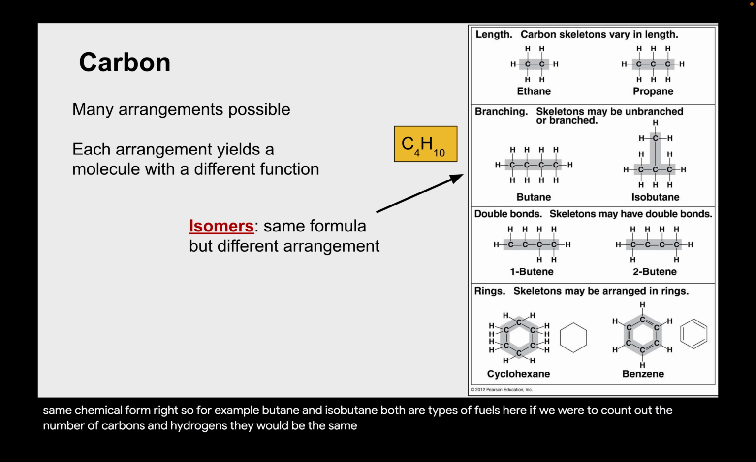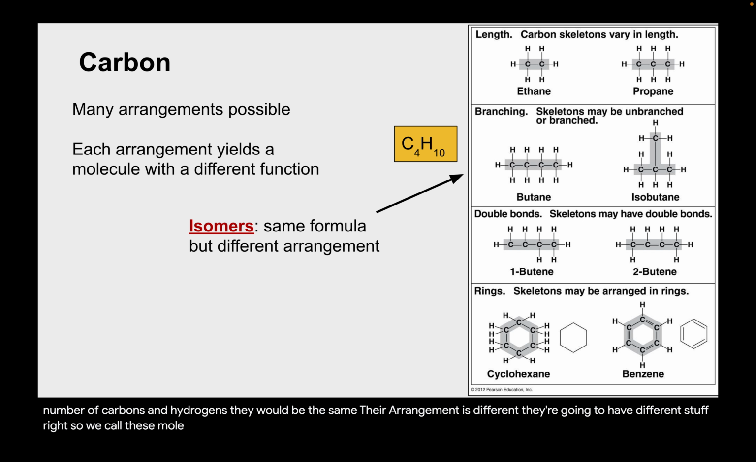But their arrangement is different. And because their arrangement is different, they're going to have different properties. So we would call these molecules isomers. Same amount of atoms, same type of atoms, but different arrangement.